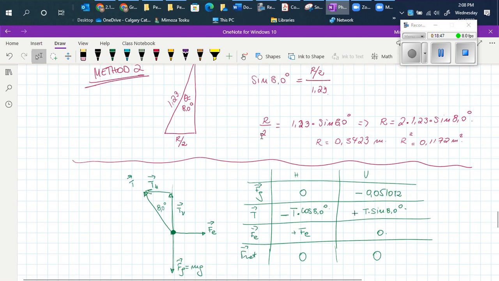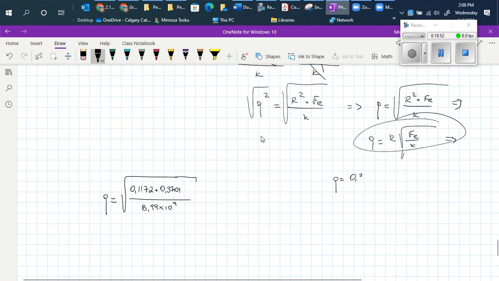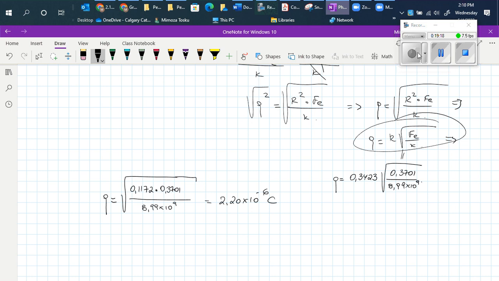R is 0.3423. So 0.3423, and then the square root of 0.3701 over 8.99 times 10 to the power of 9. Whatever method you use, you still will have the same result. The final answer will be 2.20 times 10 to the power of -6 coulombs, and those two charges are the same. So the magnitude of each charge is 2.20 times 10 to the power of -6.